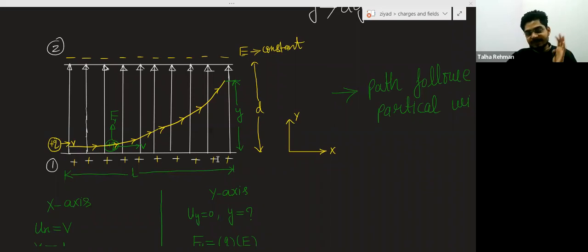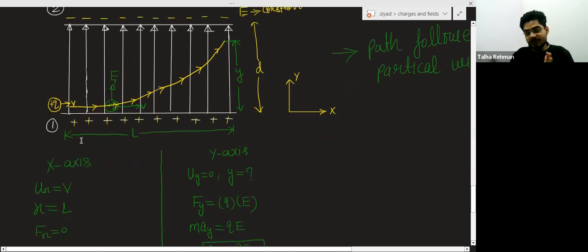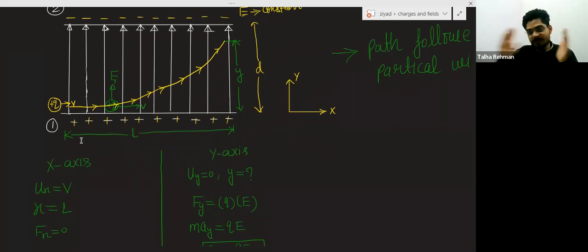For solving two-dimensional motion problems, we will consider two axes, the x-axis and the y-axis. So this is the x-axis, this is the y-axis, and this is the length of the plate. We will observe this motion with respect to the axes, first with respect to the x-axis, then with respect to the y-axis.